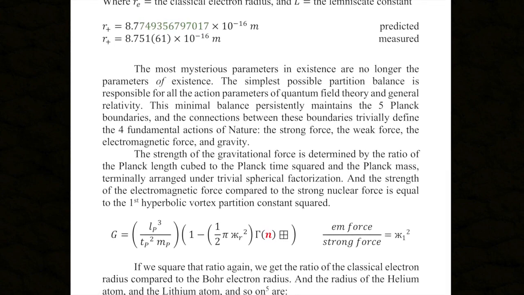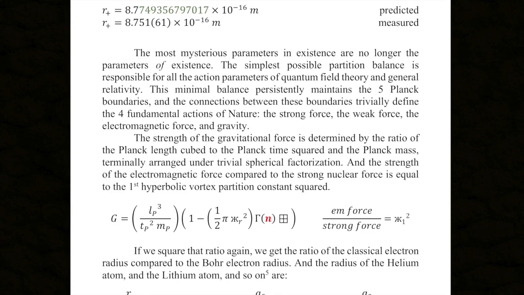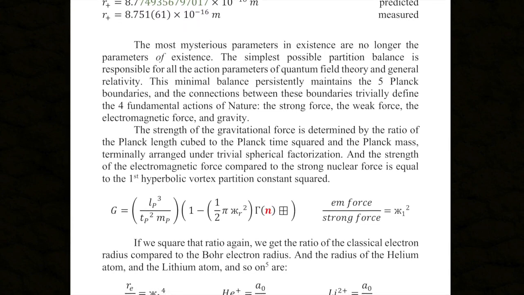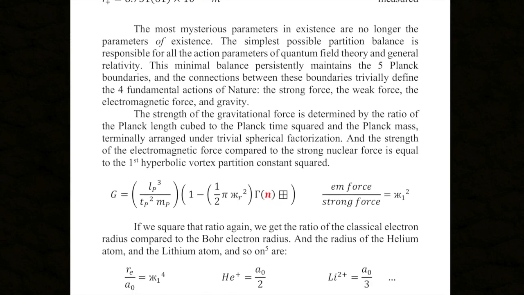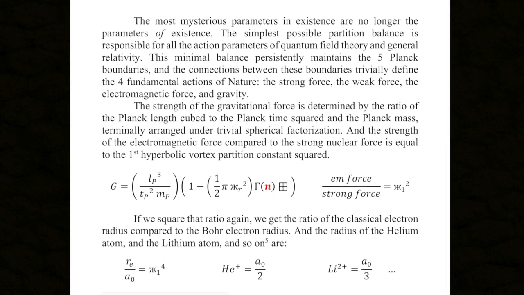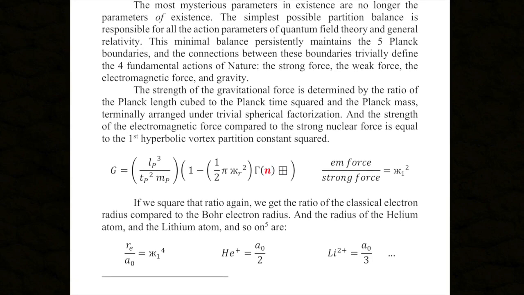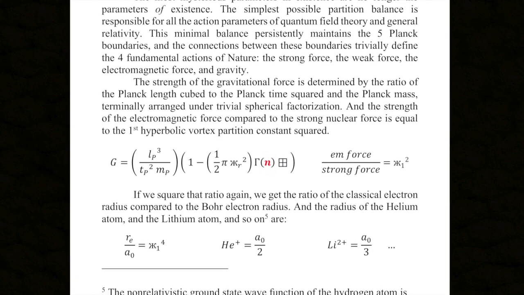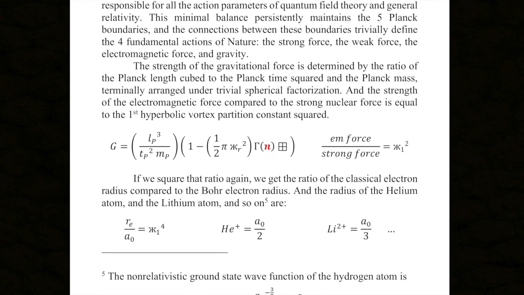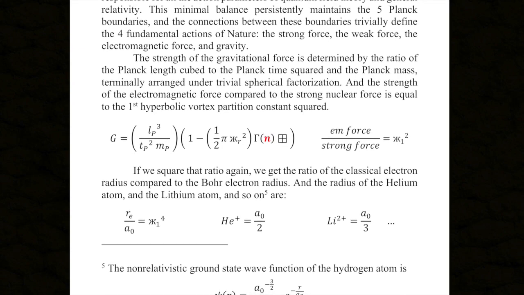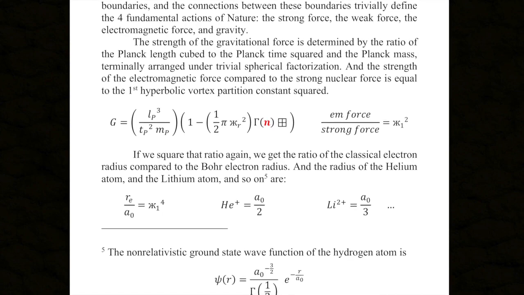The strength of the gravitational force is determined by the ratio of the Planck length cubed to the Planck time squared and the Planck mass, terminally arranged under trivial spherical factorization. And the strength of the electromagnetic force compared to the strong nuclear force is equal to the first hyperbolic vortex partition constant squared, which defines the fine structure constant. And if we square that ratio again, we get the ratio of the classic electron radius compared to the Bohr electron radius, which is J1 to the 4th power.